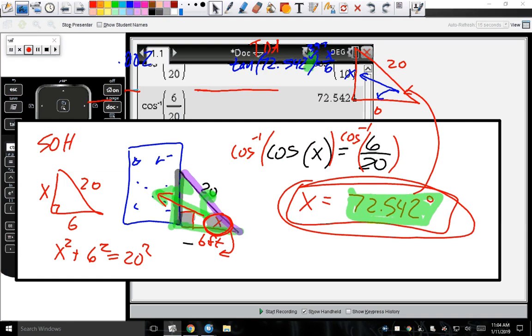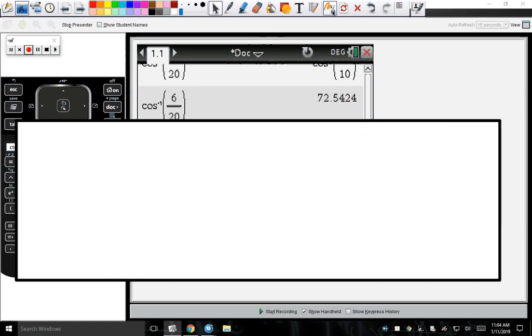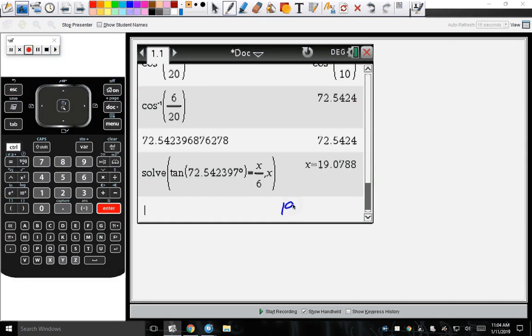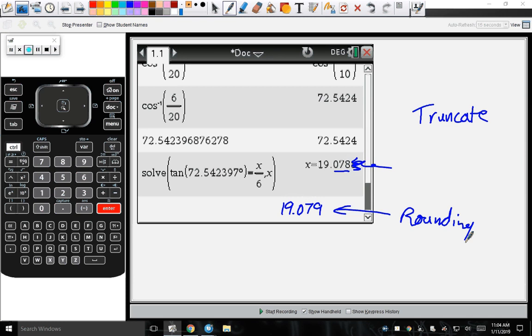And some of you, you're allowed to round, okay? And I'm okay with that. 19.079. Some of you might truncate. That means after you go to 3, who cares what the rest is? Just write the 3. Doesn't mean round down, it just means cut off everything else. That's truncate. This is rounding. I'm okay with either one, because how many points are they off from each other? Just 1. Okay, and that's allowed.